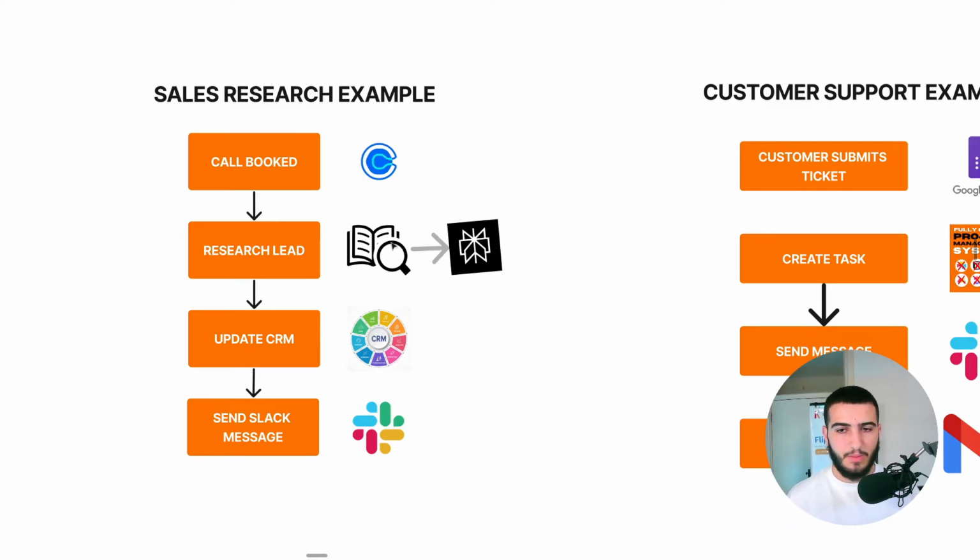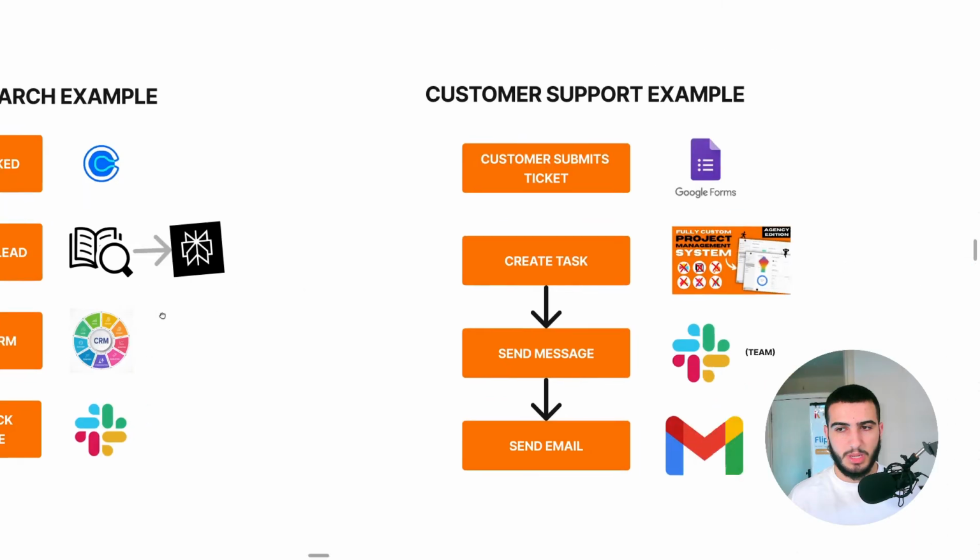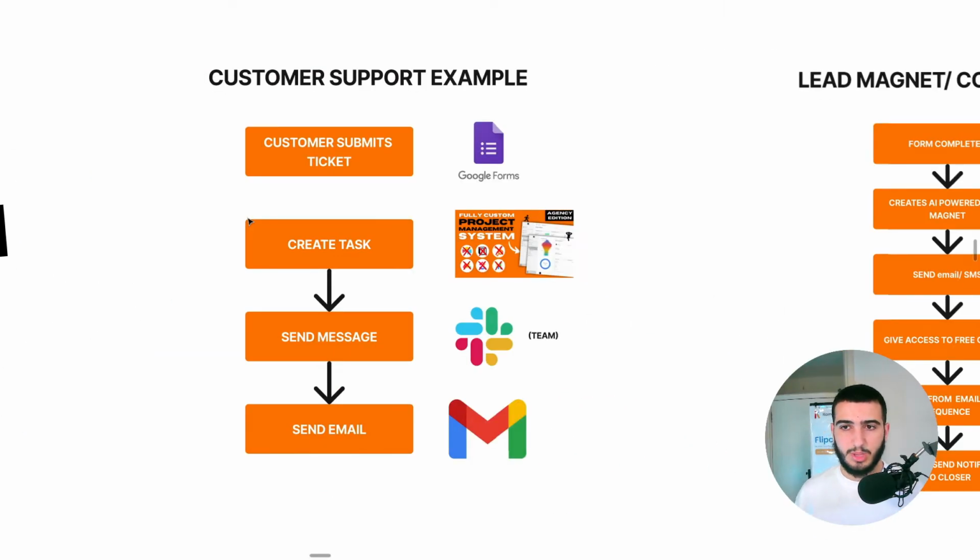As you can see, guys, here we're combining a lot of different steps together, and we're using about 4 different apps. So this is an example of a complex automation. Another example we have is the customer support.